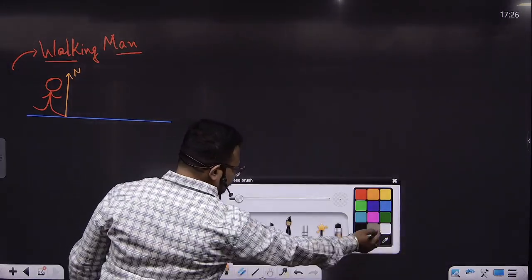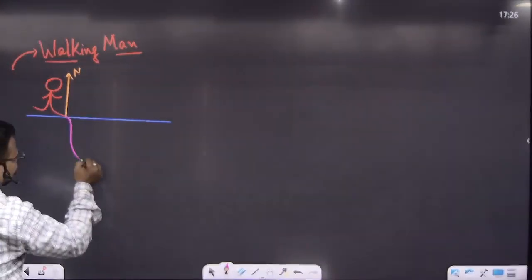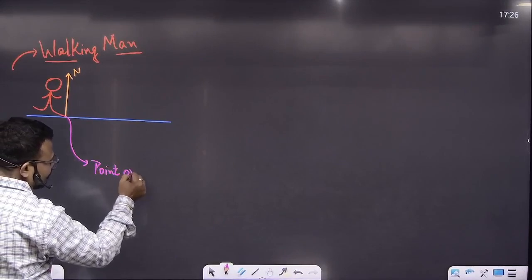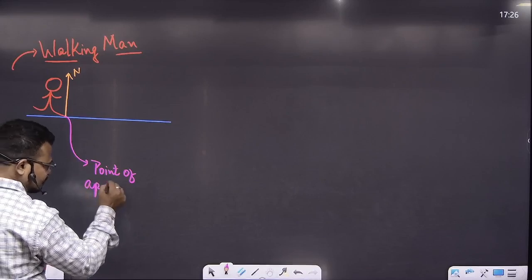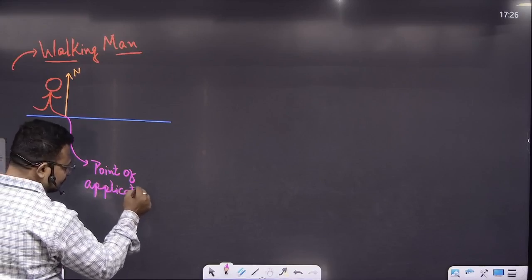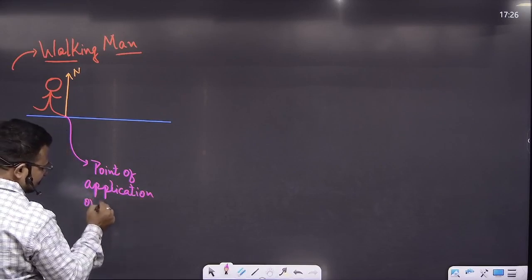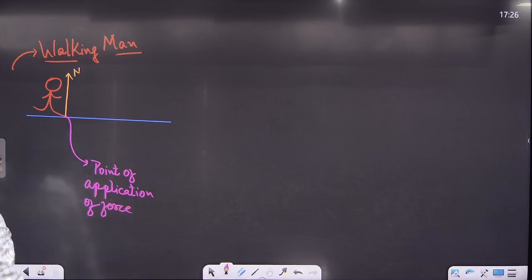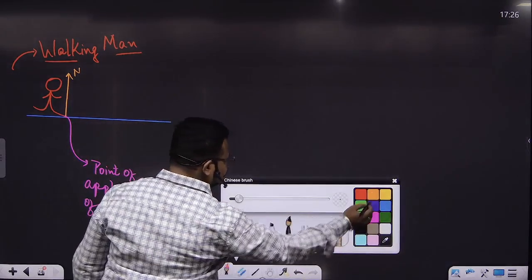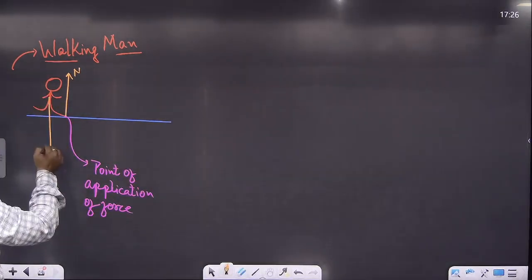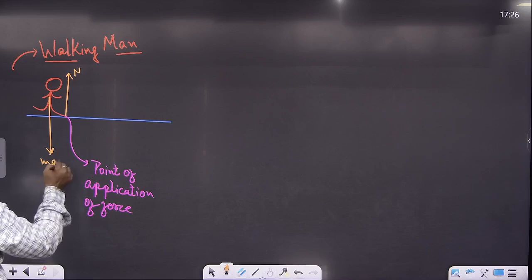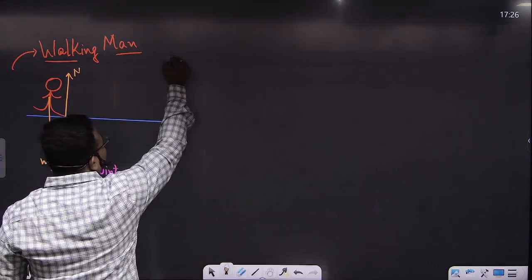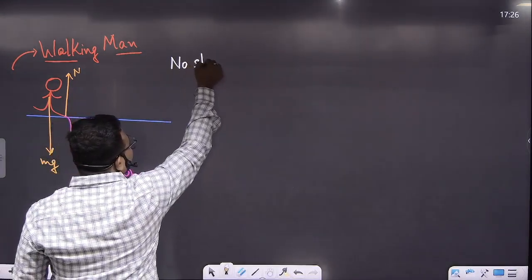I'm just writing it. This is the point of application of force. Then mg is acting like this, mg. And I am taking the no slipping condition.